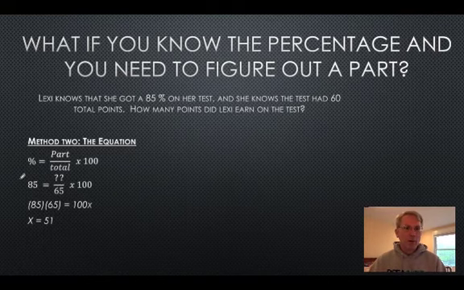This time I know that Lexi got an 85%. So I fill that in as my percentage. I'm looking for how many points that she actually got right. And I know that, a little typo here. This is a 60. So the test is 60 points. When I cross multiply, I then get 85 times 60 equals 100 times the question marks. And in this case, I'm changing those question marks to x. So x equals 51 again.